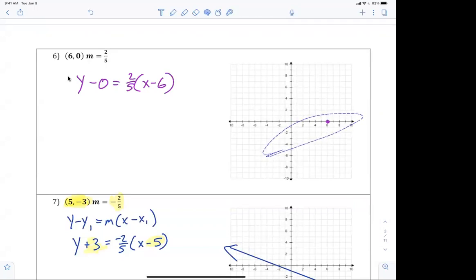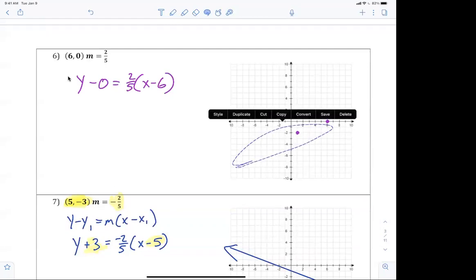Then from there, Josh, what do I do? Up what? And, uh-oh, I can't go to the right 5. So instead of going up 2, I'm going to go what? I'm going to go what, Josh? Down. Down what? Down 2, and then what? Which way? Left. And that would be better.